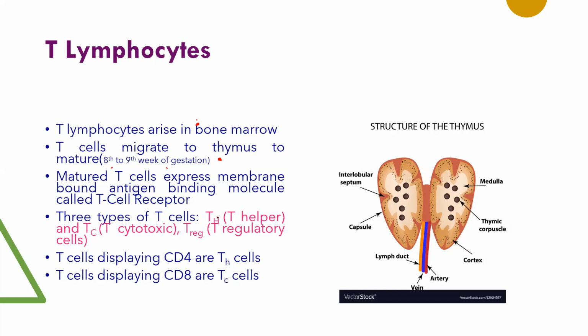T cells we have of different types. One is the T helper cell. It helps the other T cells as well as B cells to mature. So these T helper cells help both B cells as well as T cells to mature.